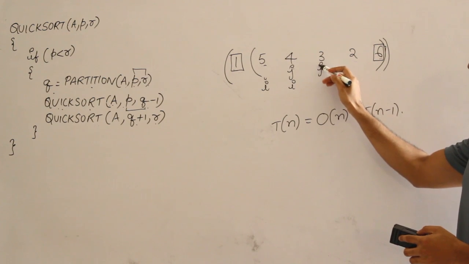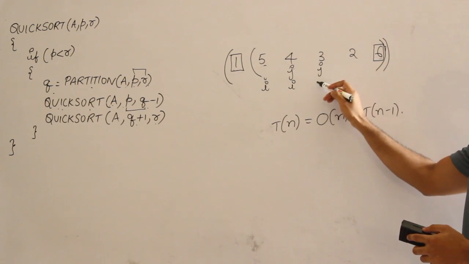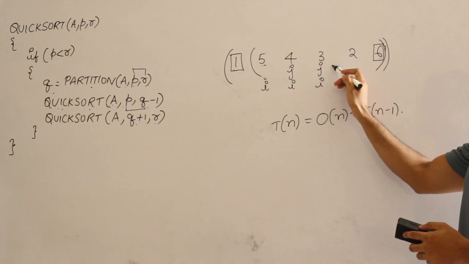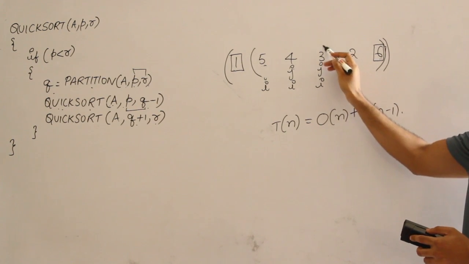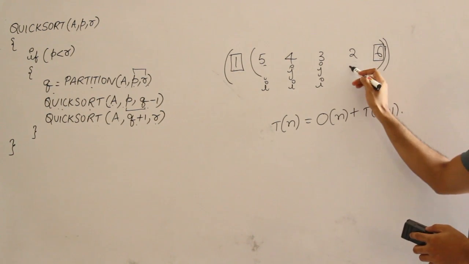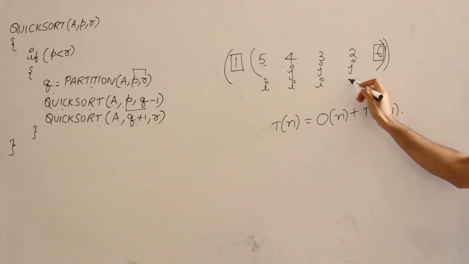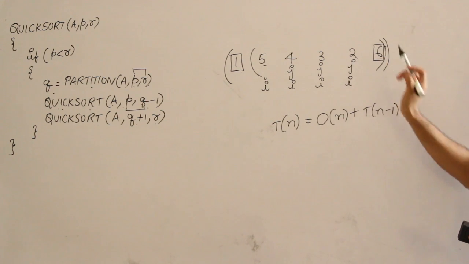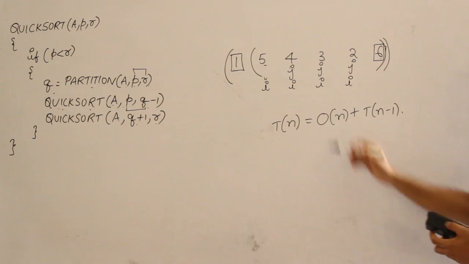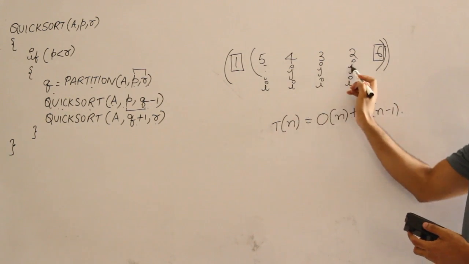Then again j will be incremented and we find an element less than 6. Therefore i will be incremented and these two elements, a of j and a of i, have to be swapped, which means I get the same. And j will be incremented, again j will find an element less than 6. Therefore i will be incremented and these two will be swapped, again I get the same. So j is going to start from here and it is going to end here.